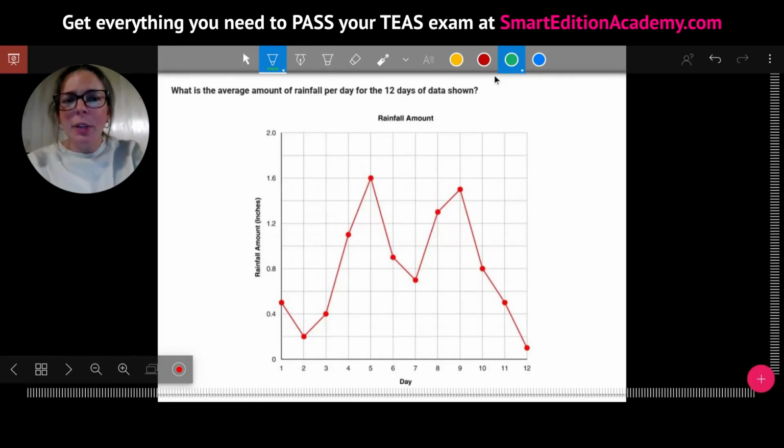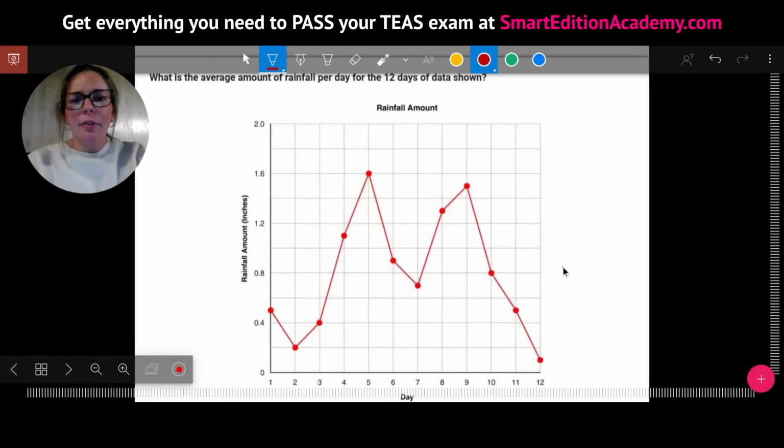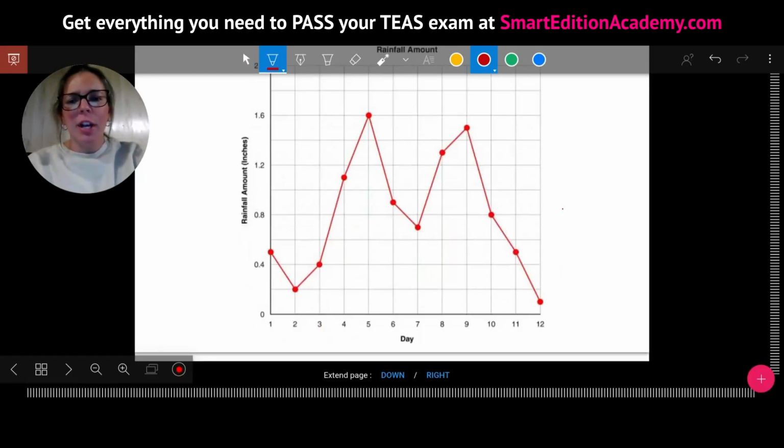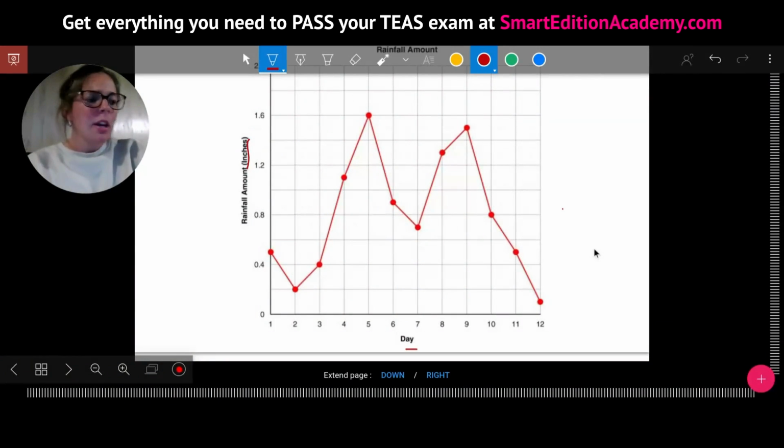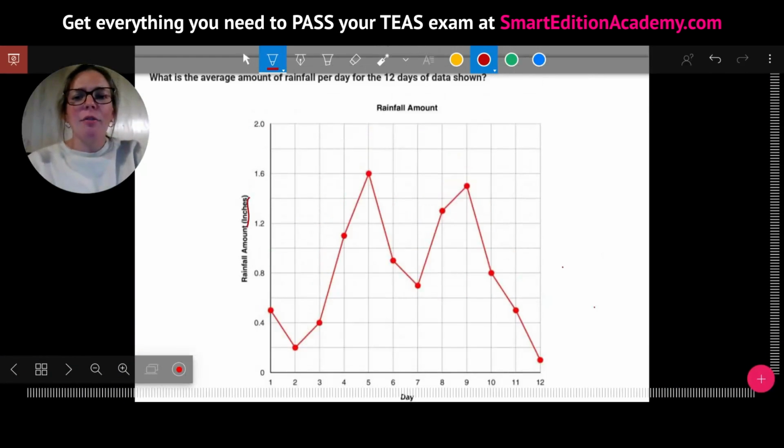Okay, so here we have another line graph. The question is, what is the average amount of rainfall per day for the 12 days of data shown? I'm going to zoom in a little bit. We have rainfall amount on the vertical axis. I have the amount in inches, and then the 12 days are on the bottom. So the question is, what is the average?